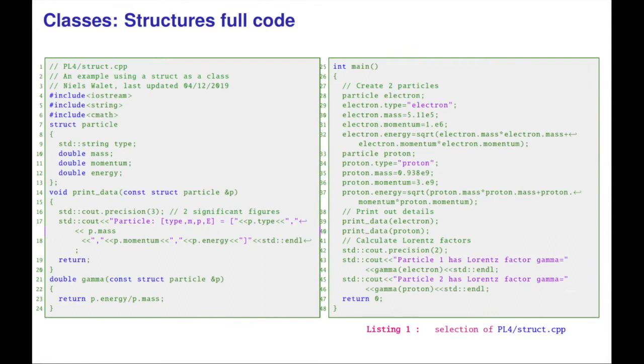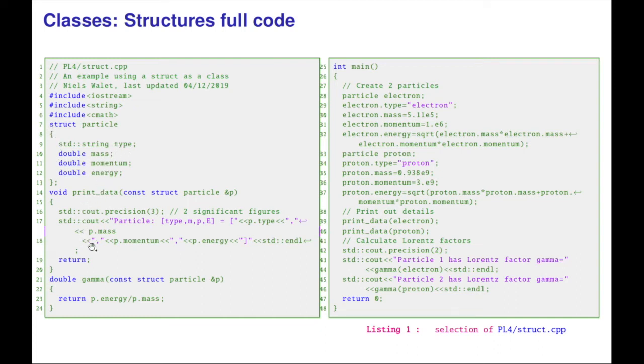So, if I show you a full piece of code, just to talk you through it a little bit. Essentially, we introduce some headers. In this case, I use CMath, which is a slightly unfortunate thing to have to use, but there are reasons for that. And then you've got the struct particle, type, etc., etc.